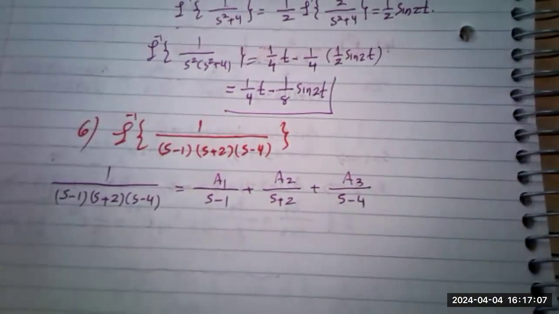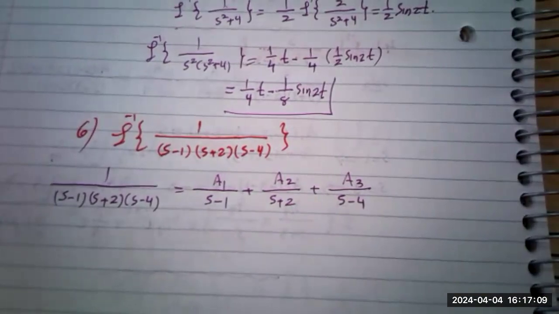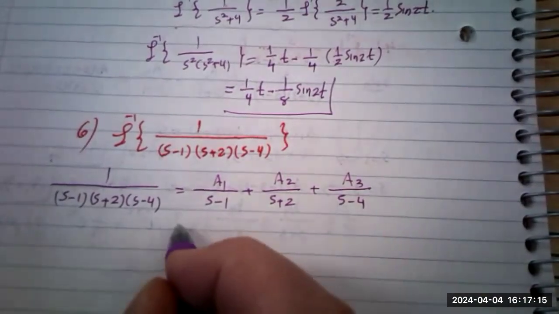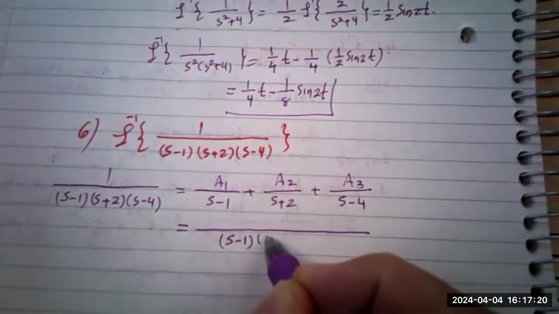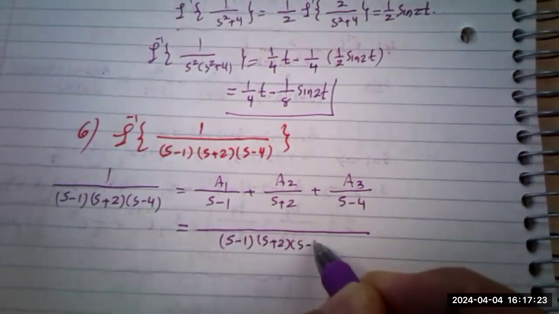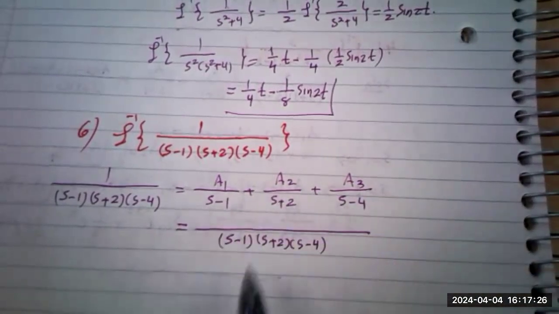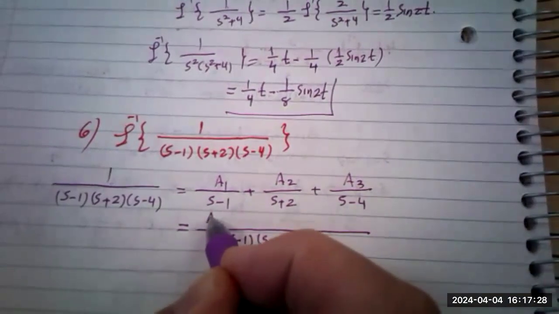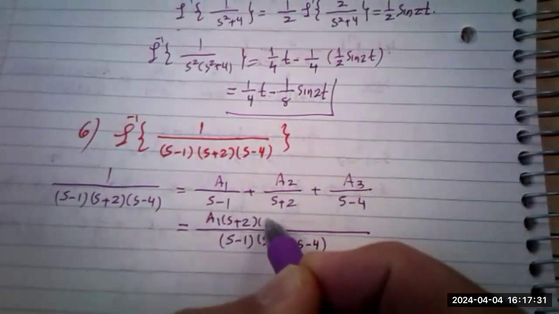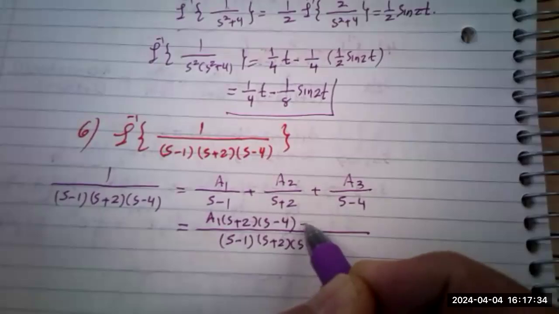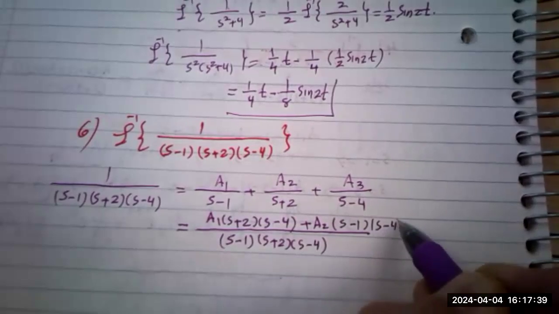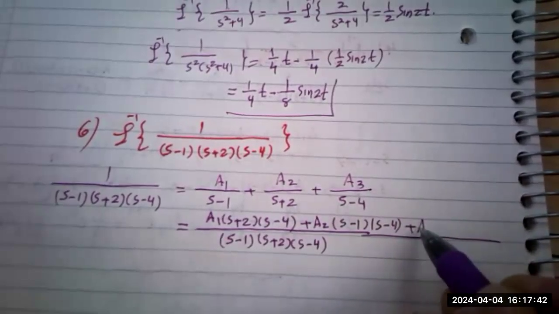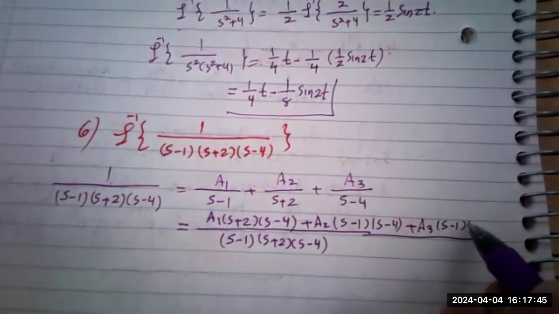You stay to the right, find the common denominator, prepare the top, let them equal to each other, and you have 3 nice numbers quickly, you can find it. So I'm going to continue to the right. So the common denominator, s minus 1, s plus 2, s minus 4. So the top, first one, we drop this one, it's going to be A1 times s plus 2 times s minus 4. Second one, A2 times s minus 1 times s minus 4. Last one would be A3 times s minus 1 times s plus 2.